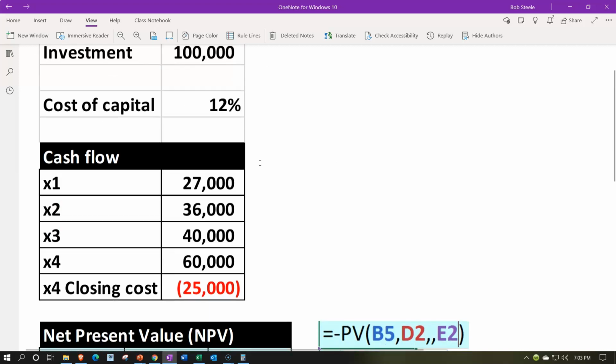So then we have the cash flows down below, which is going to be year 1, 27,000, year 2, 36,000, year 3, 40,000, year 4, 60,000. So we have different cash flows here, so we can't use present value of annuity calculations. We've got to use present value of 1 calculations. And then also at the end of year 4, we're going to have this cost to close things up.